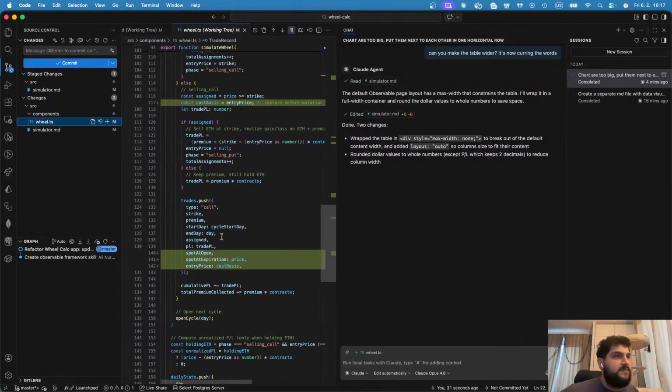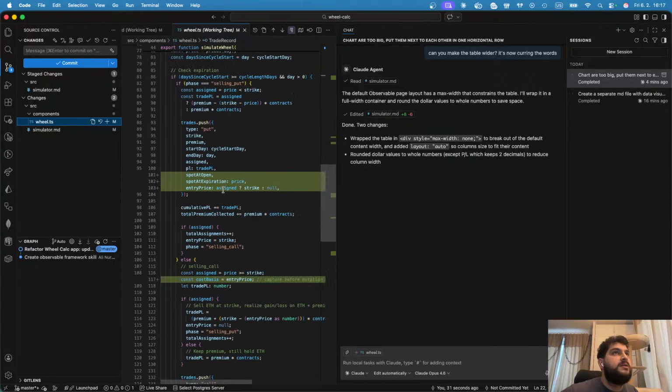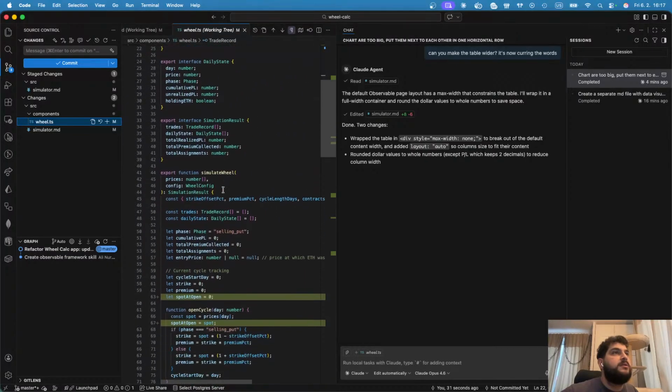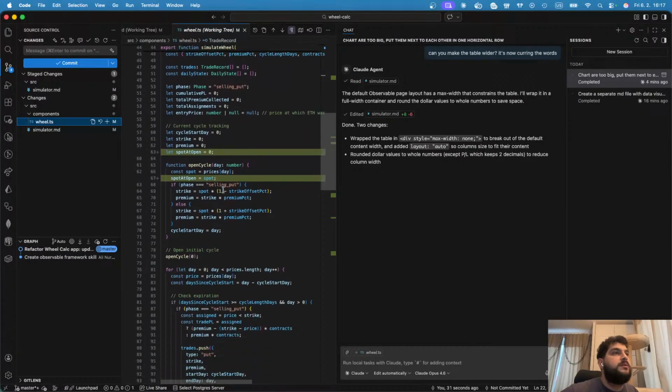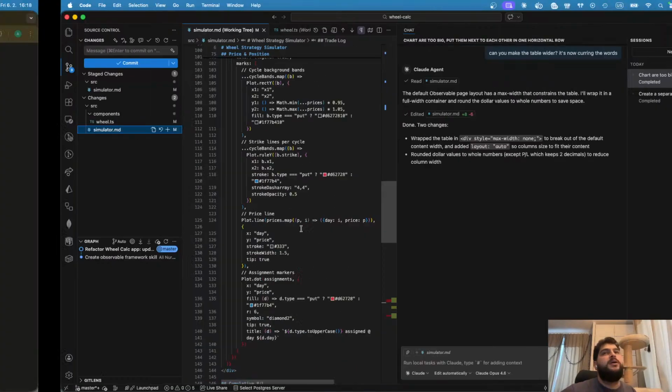What's cost basis? What is this? Entry price. Okay.